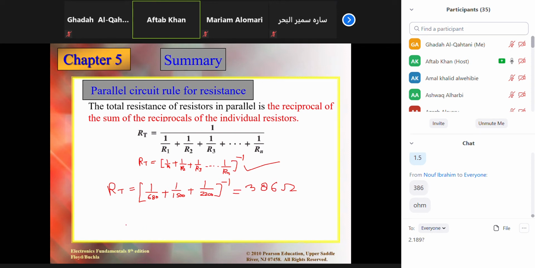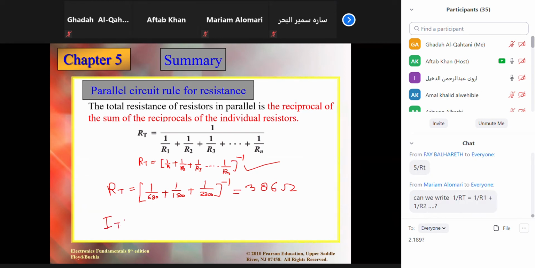After getting the total resistance, others can also verify the value. I can also find the total current. It is going to be Vs over RT, and Vs we know already, it is 5. So now I can say 5 over 386. Get this one, how much it is coming. Yeah, Mariam, you can also write that, no problem. This is correct.